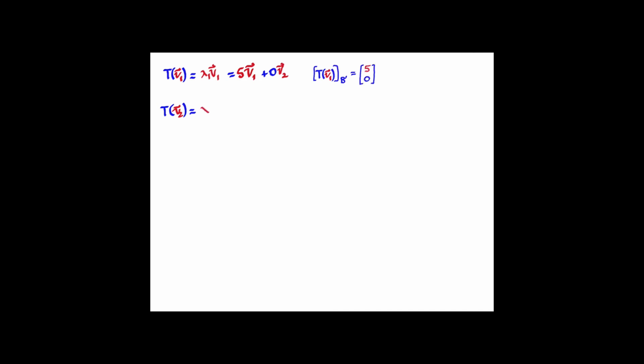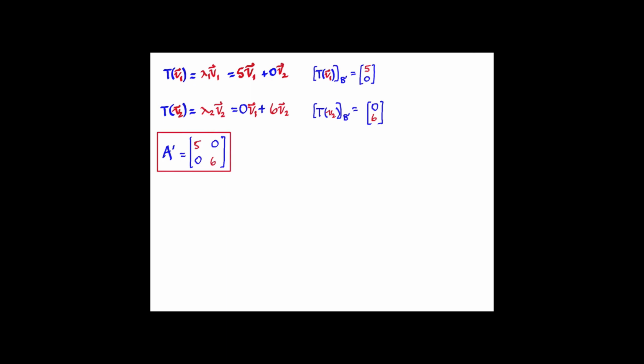The same thing goes for T of v2. T of v2 is 6 times v2, and the linear combination of the two basis vectors is just 0 times v1 plus 6 times v2. So its coordinate vector relative to that basis is just going to be the vector 0, 6. Those are the two columns of our new matrix A prime. A prime is 5, 0, 0, 6.